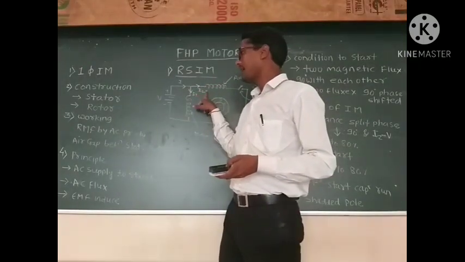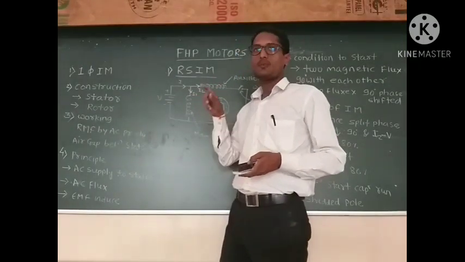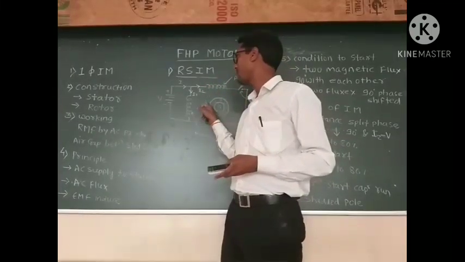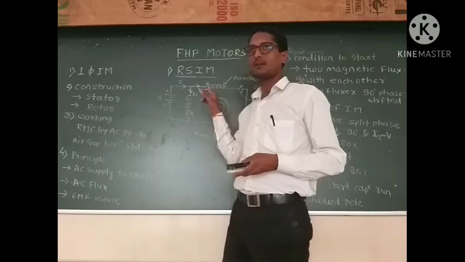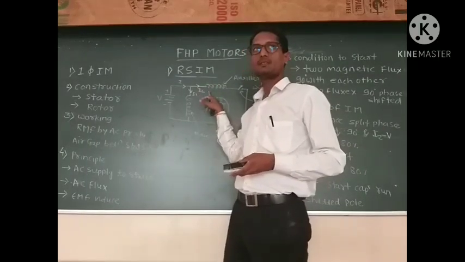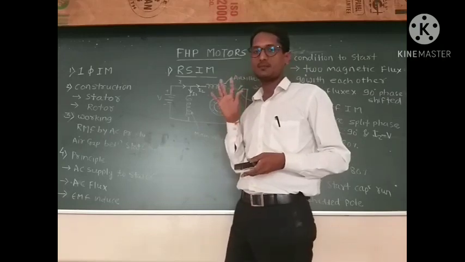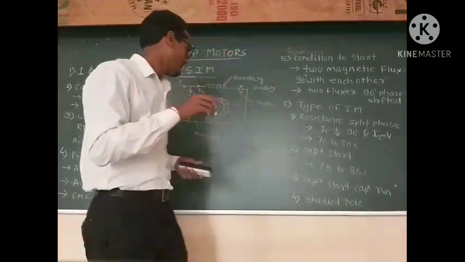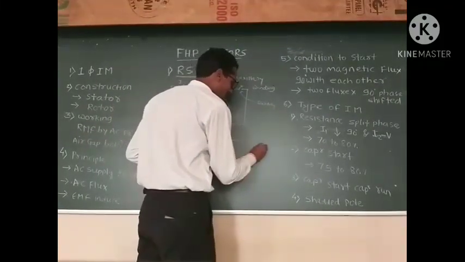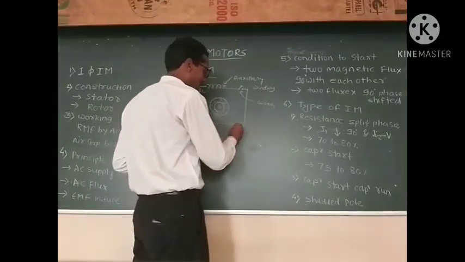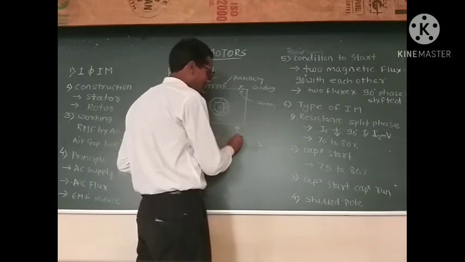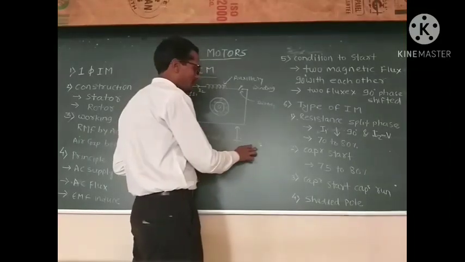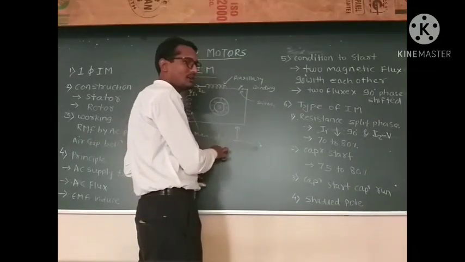After that, the current I2 is flowing from the highly resistive winding. Because of that, the supply voltage and I2 are in phase. That means both are in phase. What happens here? The first winding produces flux at 90 degrees and the second winding produces it in phase. That means a 90 degree phase shift happens, and a 90 degree phase angle also occurs here.